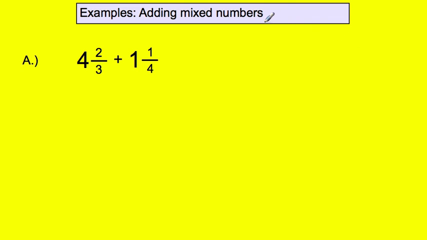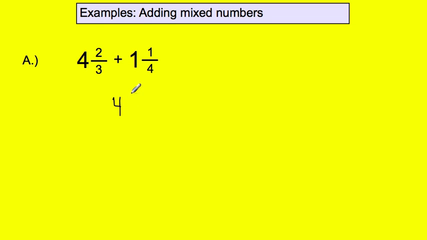All right, here's our first example problem, to run it through the whole way. And normally I solve fractions in a horizontal method. The vertical method for solving mixed numbers with improper fractions works pretty well. So I'm going to show you that method now. 4 2/3 plus 1 1/4.